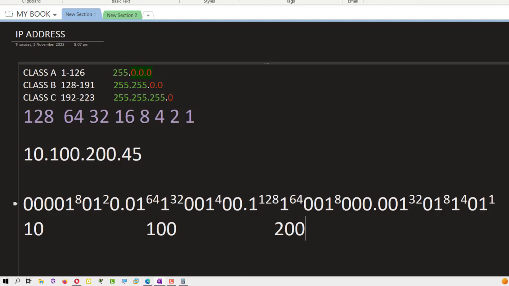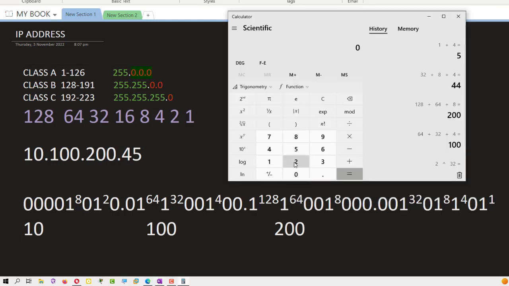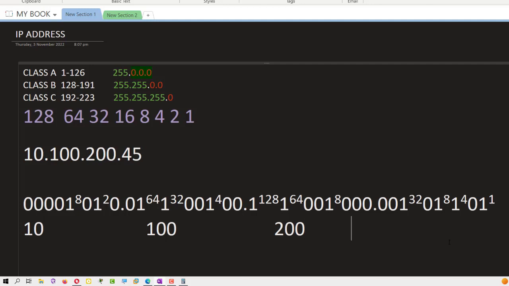Good. So if we add all this, we should get 45. Let's cross check that: 32 plus 8 plus 4 plus 1. You can see here 45. So that means our calculation is right. So you can see here 10, 100, 200, 45. This is how you can convert from binary to decimal and decimal to binary. If you convert to binary and then convert back to decimal and you don't have the exact figures that you started with, that means your binary is wrong.